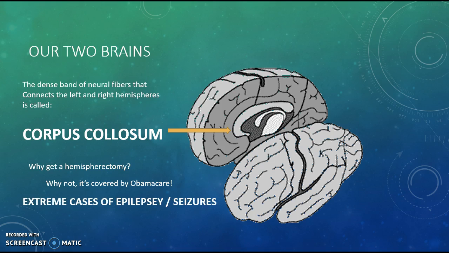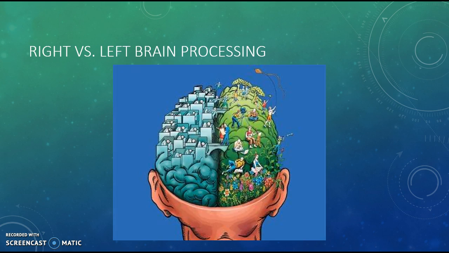Extreme cases of epilepsy or seizure. Epilepsy and seizure are essentially an electrical storm between the 2 hemispheres, and the information causes problems that we don't need. When you sever that thick band of neural fibers between the left and the right hemisphere, it stops communication between the two. It also causes some challenges for those that have hemispherectomies.